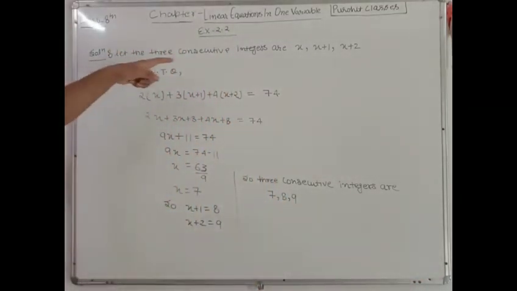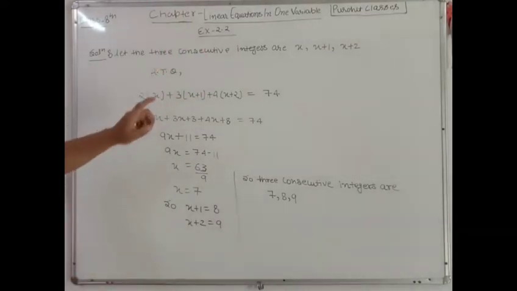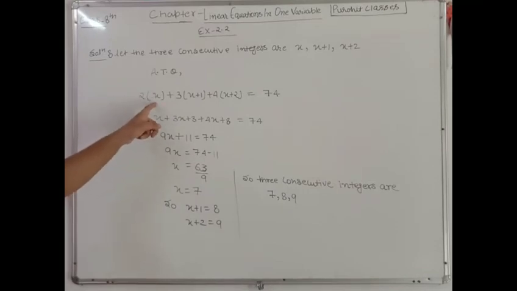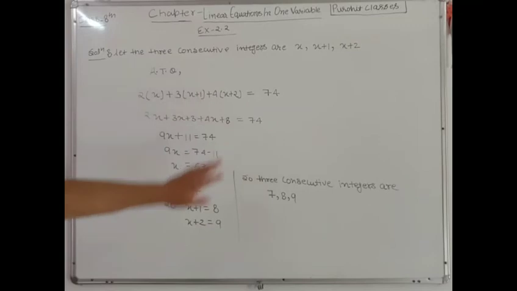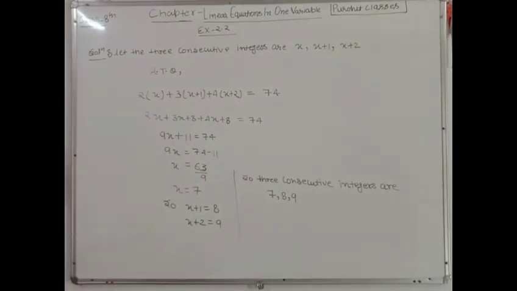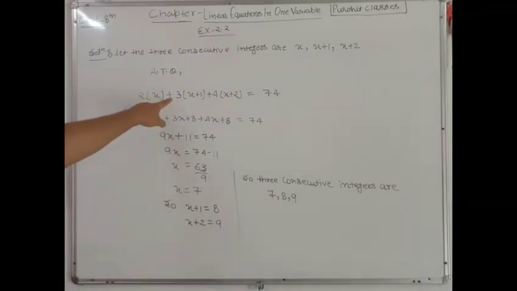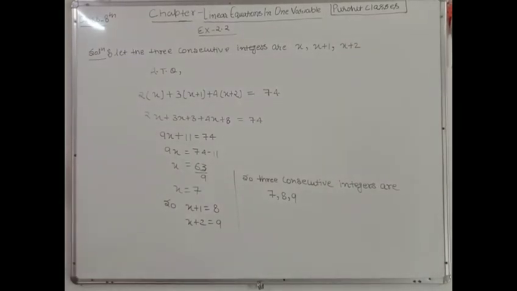So let the 3 consecutive integers be x, x plus 1 and x plus 2. According to the question, the first will be multiplied by 2, so here I have written 2 times x. The second will be multiplied by 3, so I have written 3 times x plus 1, and the last will be multiplied by 4, so I have written 4 times x plus 2. Then we find the sum, so I have mentioned the sign of addition, and that will become 74. After that I have done a simple calculation. This will become 2 times x, this will become 3 times x plus 3, and this will become 4 times x plus 8.